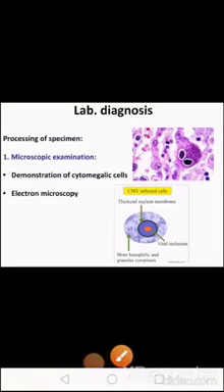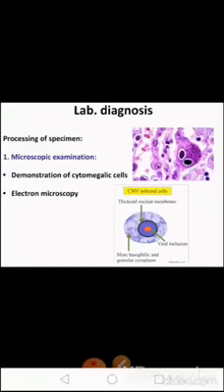Laboratory diagnosis of cytomegalovirus. You can take different specimens: urine, saliva, breast milk and semen. In microscopic examination, under histological staining, you can demonstrate cytomegalic cells, which are in the form of inclusion bodies. They are intranuclear and have an owl's eye shape. If you look at the picture given at the top right hand corner, these are inclusion bodies. They are masses surrounded by a clear halo.